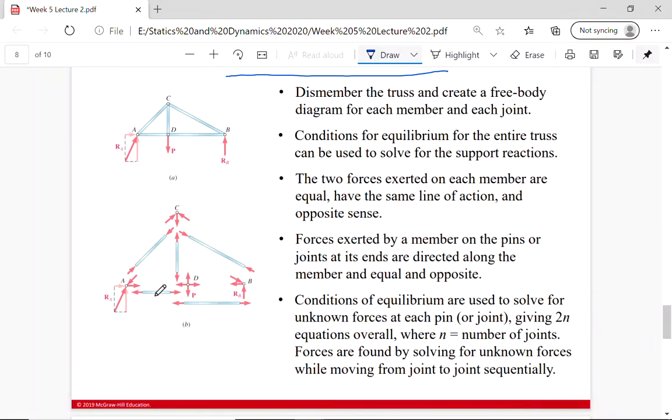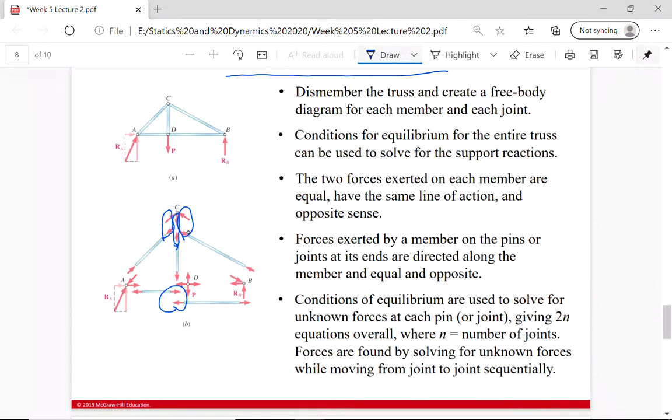So like what happens with member AD here, if I assume that it's pulling away here, I could have alternatively assumed that it was pushing in either way. Then it had to have the opposite direction for what it did onto DB, for what AB acted onto DB. So if I assumed it was going to the right for how DB acted on AD, then how AD acted on DB is going to the left. Same magnitude, opposite sense. I see that in a couple places here.